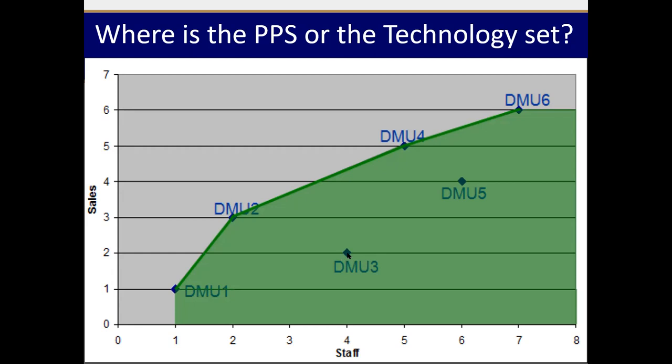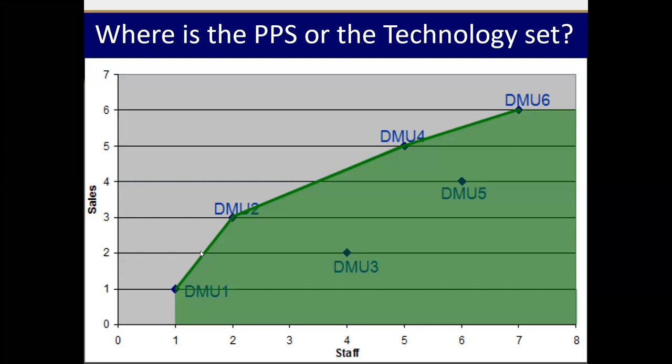What orientation is that? That's what I'm asking. Inputs. Because the concentration here is on reducing the inputs whilst maintaining the level of output. No, it's simply because you said they should reduce staff, and staff is an input. So the direction is an input-oriented direction.